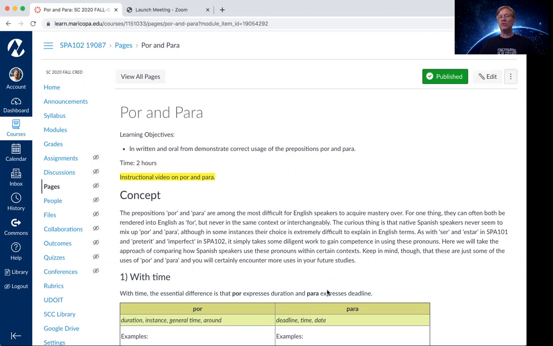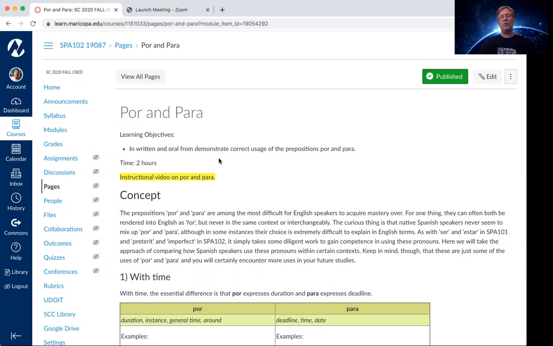These prepositions are tricky for English speakers, in part because sometimes they both translate as the preposition for, F-O-R, but they're never synonymous. They can't be used in the same context. Whenever we see these pairs of words like saber en conocer or ser en estar, you know that in Spanish there are some specific rules that govern when you use one versus the other.